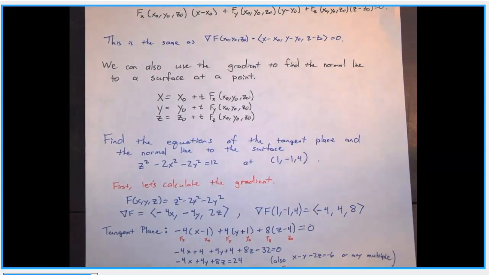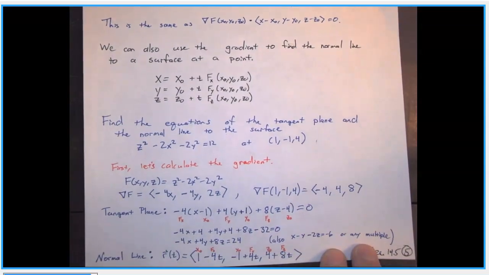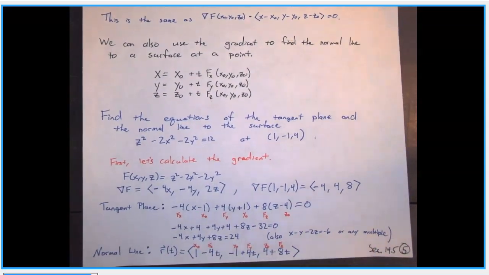So I can, I guess you could say simplify, but there's no reason why this is simpler than the other, just the fact that the numbers are smaller. I've basically factored out the common factor. So x minus y minus 2z equals negative 6 is the same plane, but there are infinitely many ways you could represent this. Now for the normal line, we're just going to plug the numbers straight in.